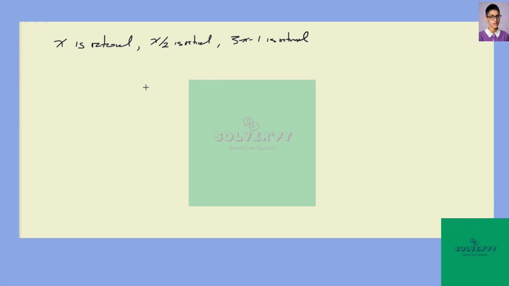So in this question, we want to prove an equivalency between these three statements: x is rational, x over 2 is rational, and 3x plus 1 is rational. The textbook wants you to solve the if and only if condition between these two, and the if and only if condition between these two as well.